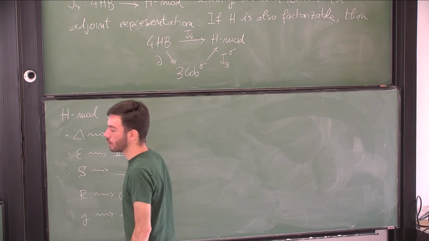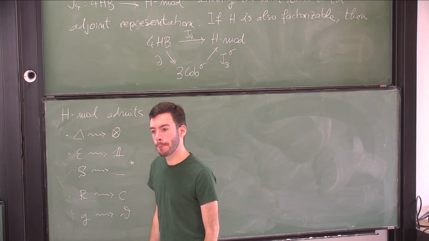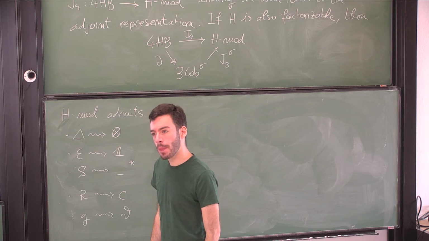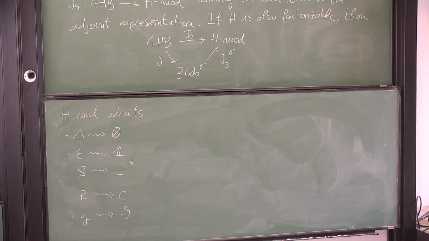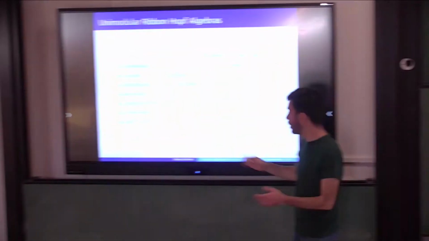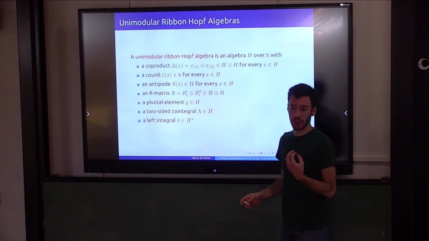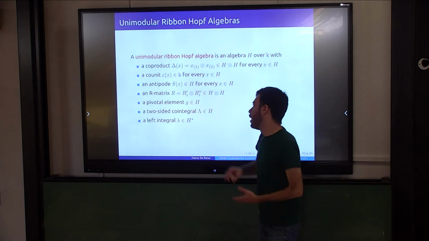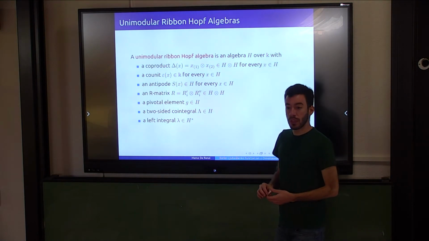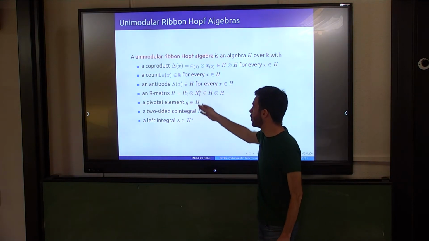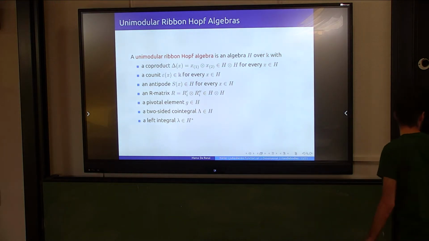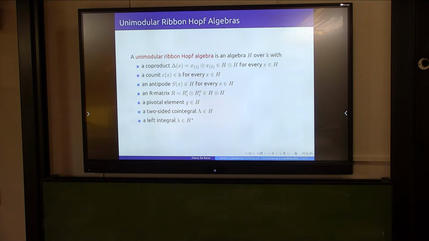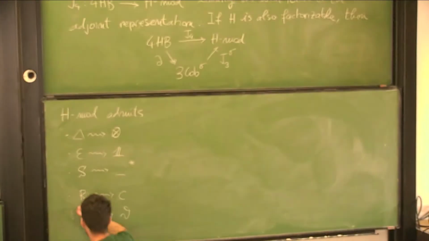Do you assume the algebra to be quasi-triangular? Yes. The R matrix is, yes. So it's quasi-triangular, and not only that, it has a ribbon element. The ribbon element is related to the R matrix. Yes, right. So the ribbon element is cooked up starting from the R matrix and the pivotal element. So in fact, the ribbon element.